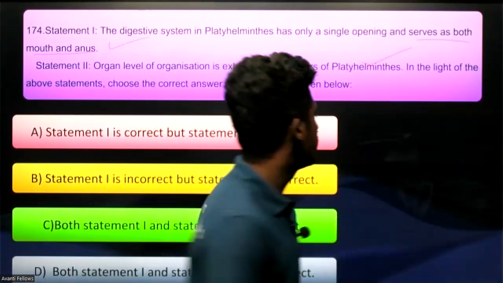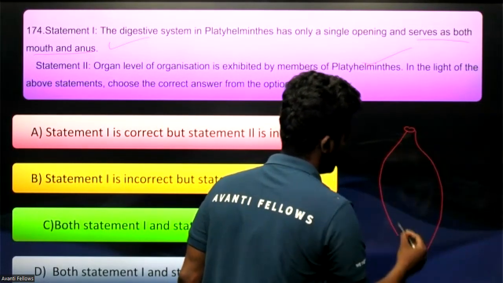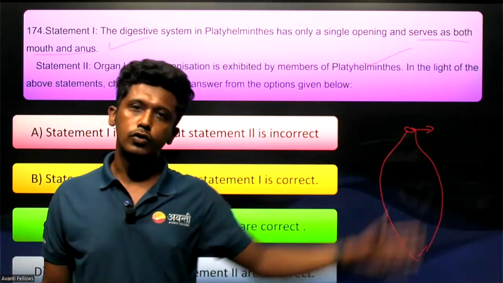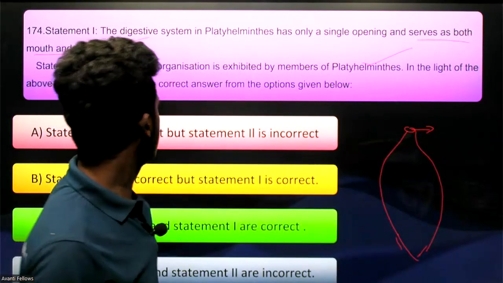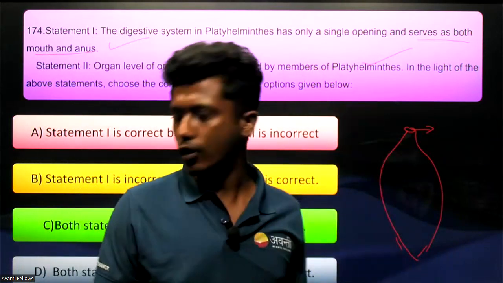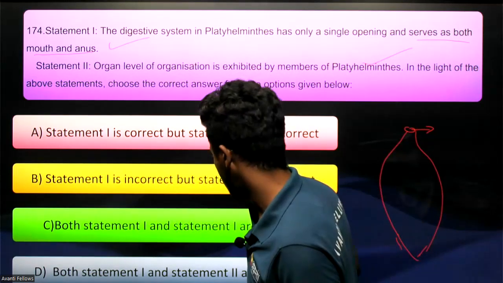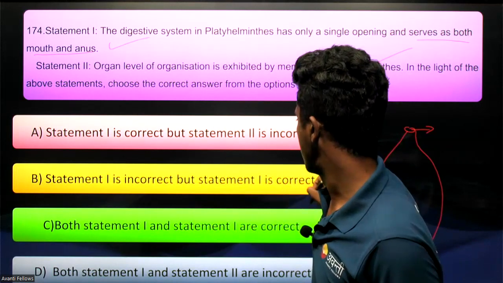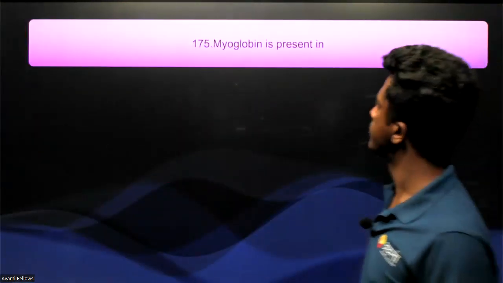We would have written the diagrams of platyhelminth as something like this. Correct, right? So we write it as something like this. And then we represent it as, okay, cloaca, mouth and anus are the same end, correct? And then usually these are organ level of organization. So both statement 1 and 2 are correct. Yeah, both statement 1 and 2 are correct. Okay, option C. Let's go for the next question.